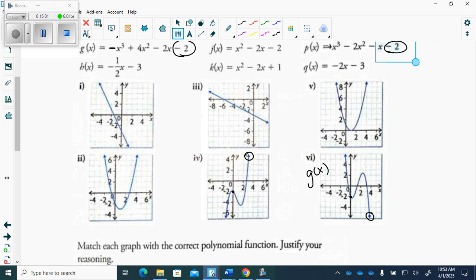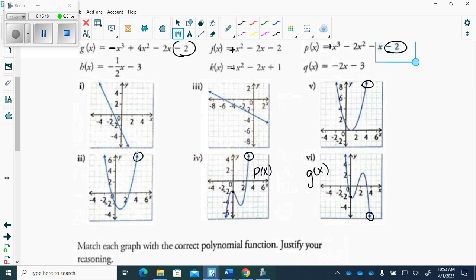Odd degrees, opposite directions. Even degrees, same direction. Correct? So this one would match P of X. That's why we labeled them something different, so that you can come here and label them differently. Then I do have two quadratics here. This is a positive and a positive, so they're both ending up on the right.